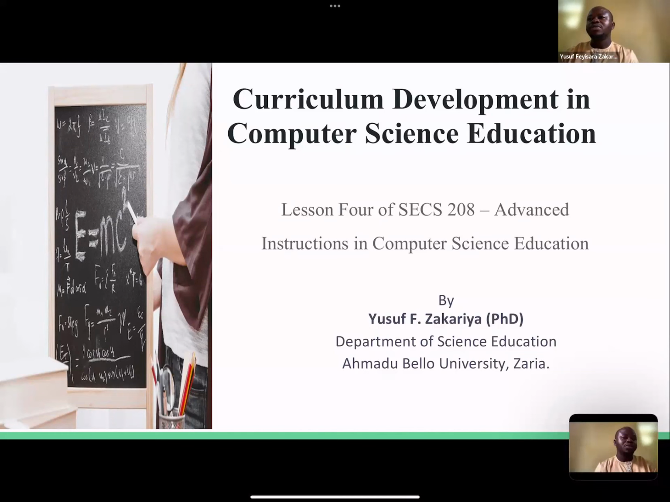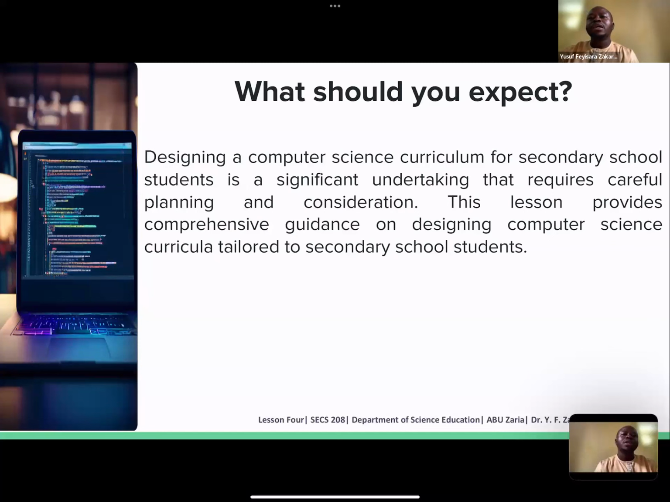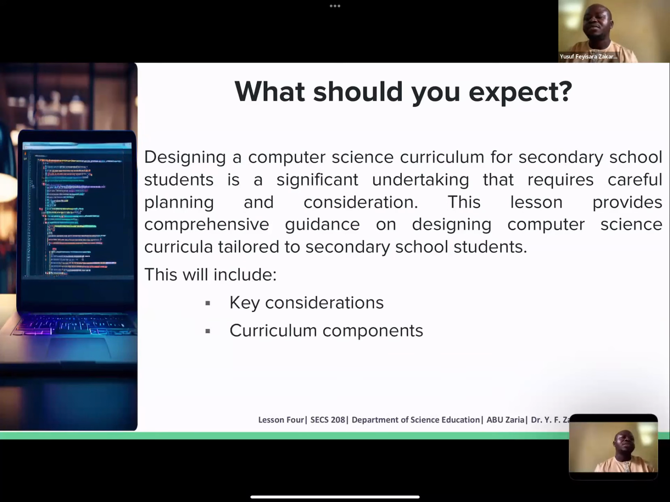I wrote here what you should expect in the next maybe 40 minutes maximum, hopefully. So you should expect that we deal with key considerations when designing curriculum for computer science education. Then we look at the curriculum components. What are the kinds of topics or themes that could form the curriculum of CS for secondary school students, of course, computer science for secondary school. I think they also call it computer and ICT or something like that. Then there will also be strategies for implementation. This is just one slide, and then we will round up the class.